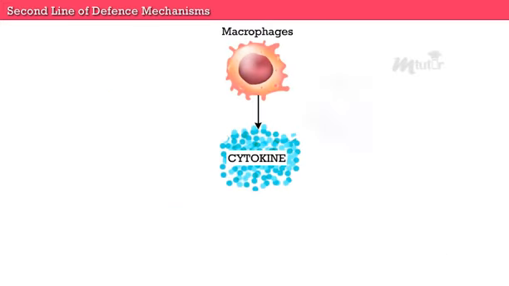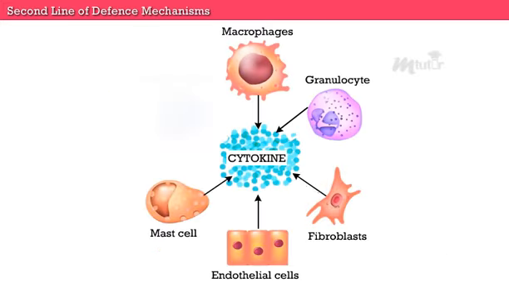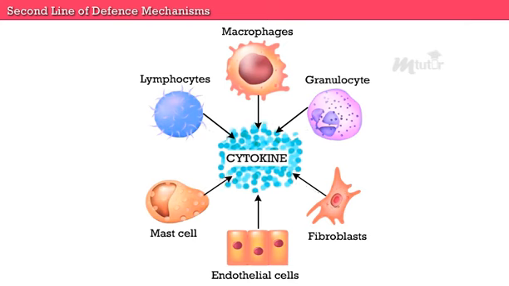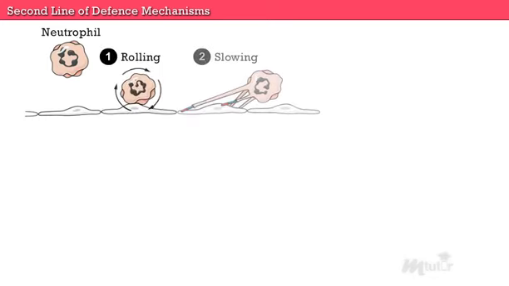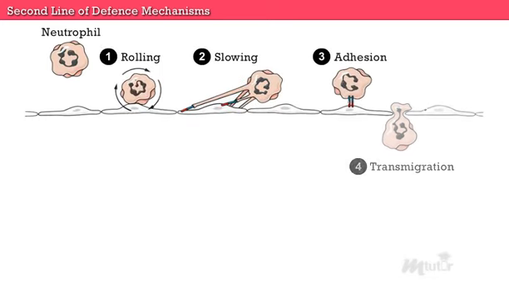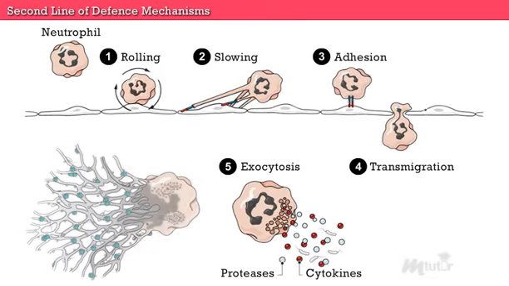The last important barrier, in the second line of defense mechanism, is cytokines barriers. Many substances, such as interferon, interleukin, and growth factors, which are secreted by certain cells of the immune system, have an effect on other cells. Neutrophils promote adhesion to the endothelium, attract other neutrophils, monocytes, and eosinophils, and dilate capillaries by secreting cytokines.